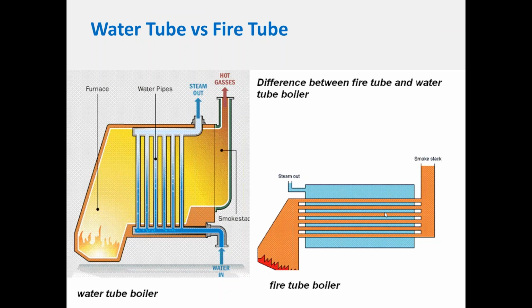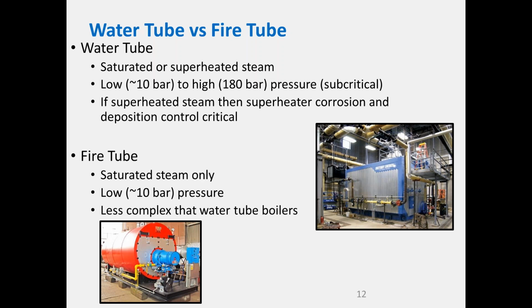Okay, so chemistry problems are different but similar in a lot of respects. So water tube, saturated or superheated steam, and these can be low pressure, few bar, 10 bar to up to 180 bar, and that's about the limit for what we call subcritical boilers.